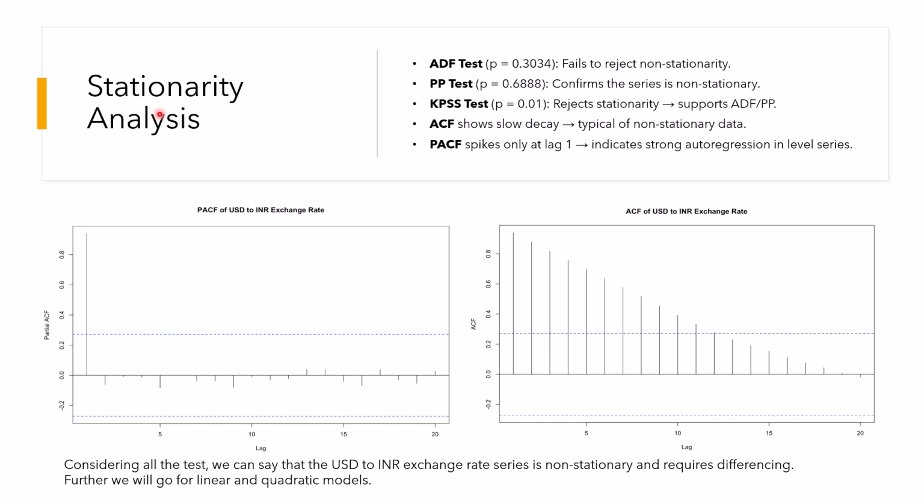Stationarity analysis. Before moving forward, we'll do the stationarity check of the data to analyze whether the data is stationary or not. For this, we have done the ADF test and PP test. Both of these p-values are greater than 0.05, which means we fail to reject the null hypothesis, which is strongly supported by the KPSS test. So this means the data is non-stationary.